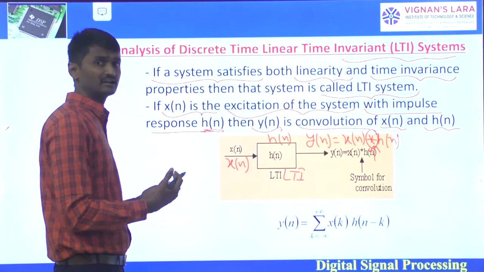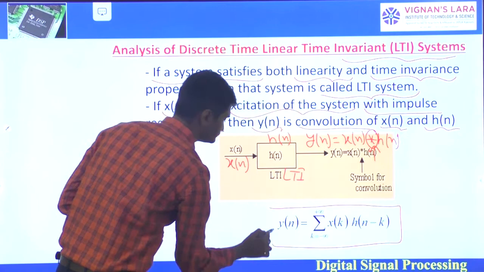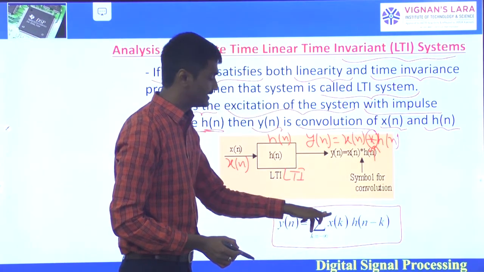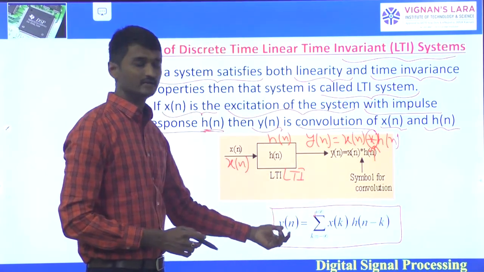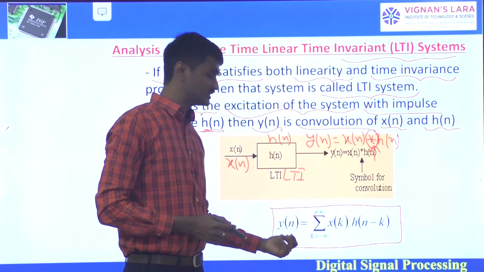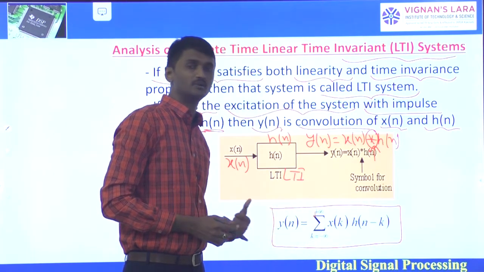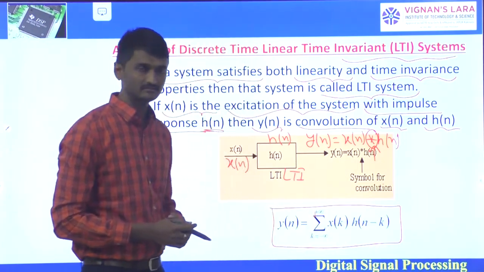The expression for the convolution sum is y of n equals sigma k equals minus infinity to infinity x of k h of n minus k. Once again, the convolution sum expression is y of n equals sigma k equals minus infinity to plus infinity x of k h of n minus k.